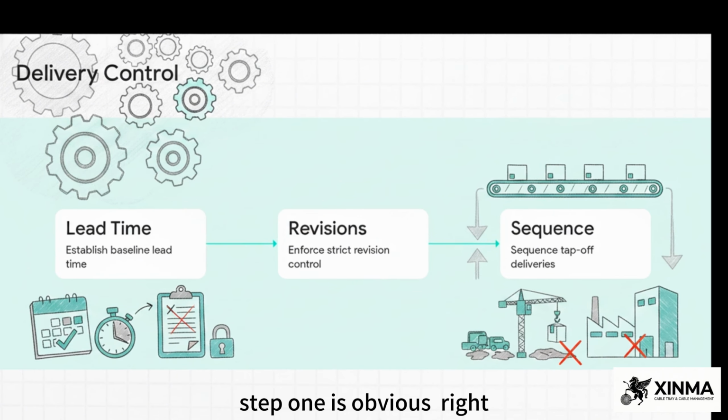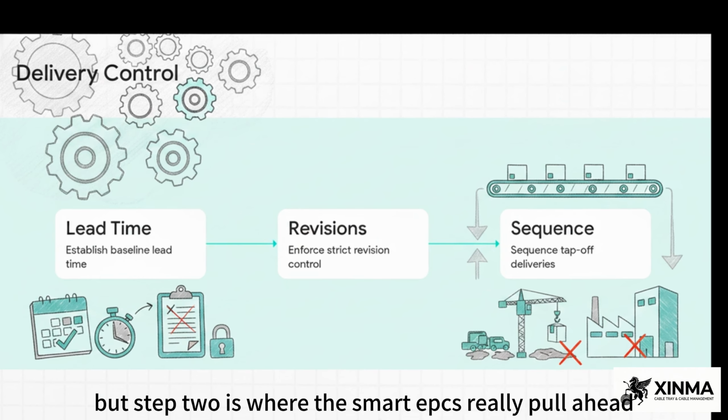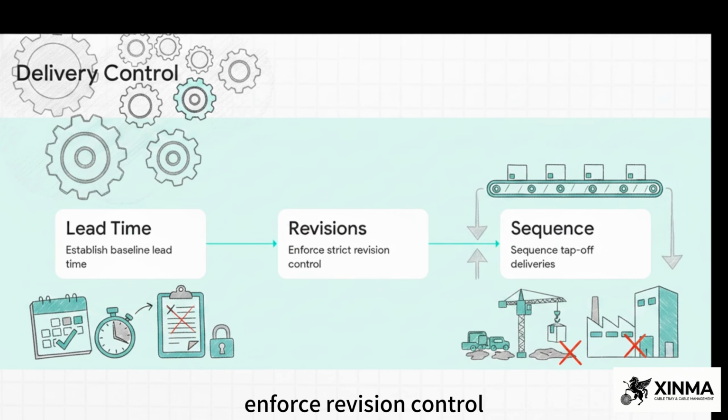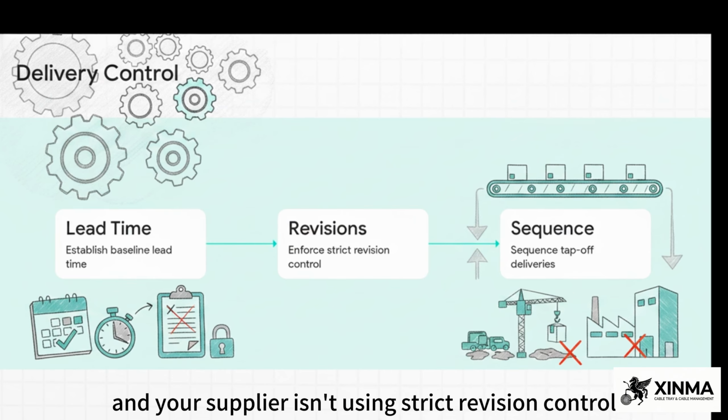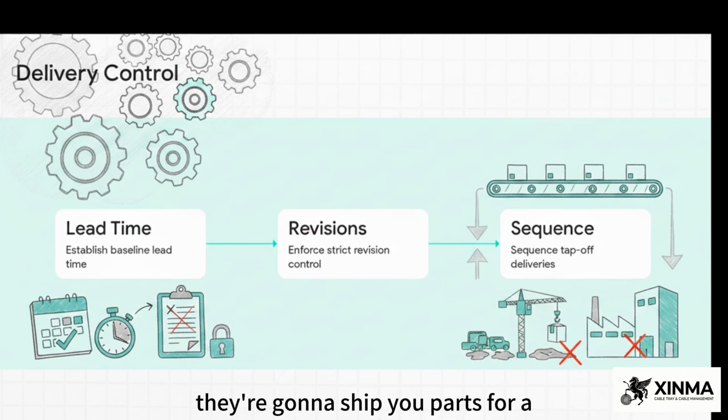Step 1 is obvious, right? Establish your lead time. But Step 2 is where the smart EPCs really pull ahead. Enforce revision control. Things change on job sites constantly. If the structural layout shifts and your supplier isn't using strict revision control, they're going to ship you parts for a building that doesn't exist anymore.